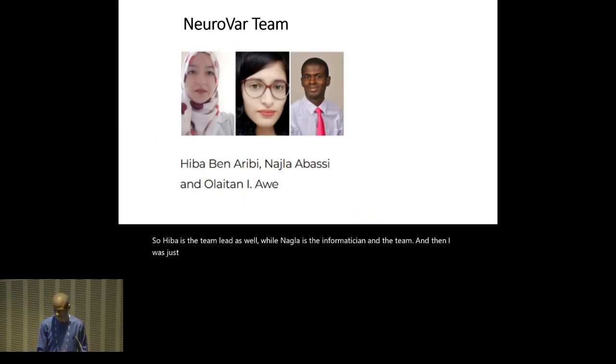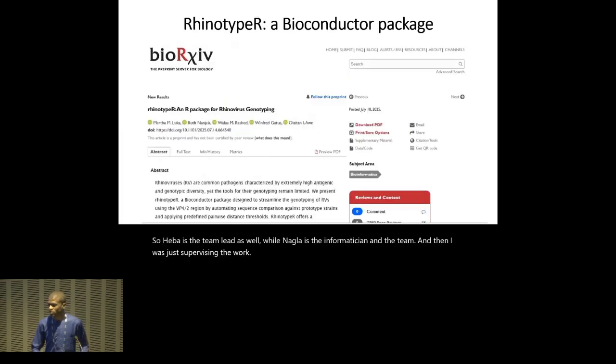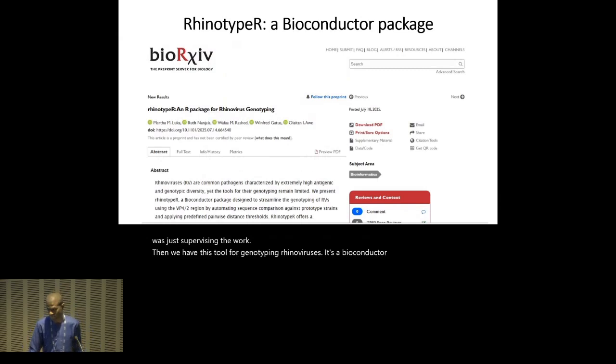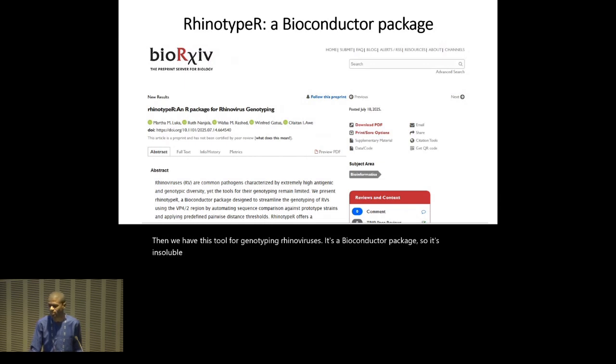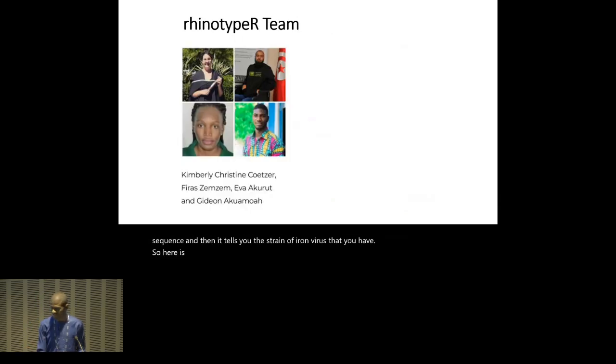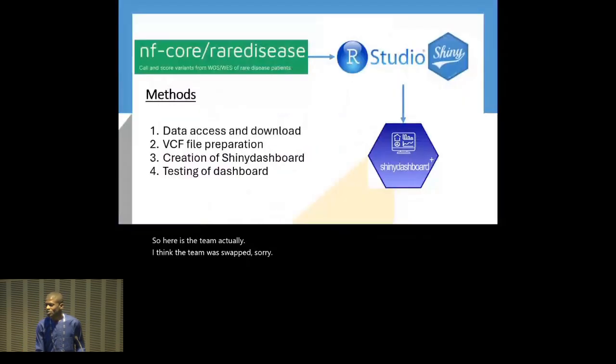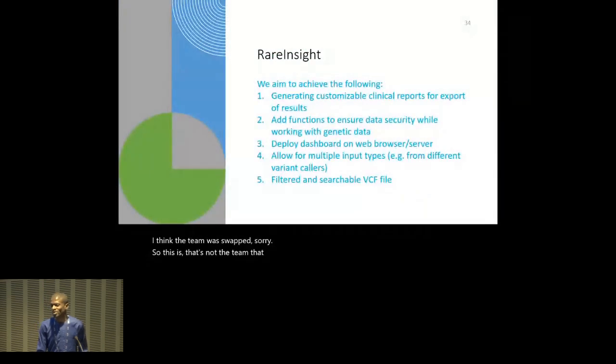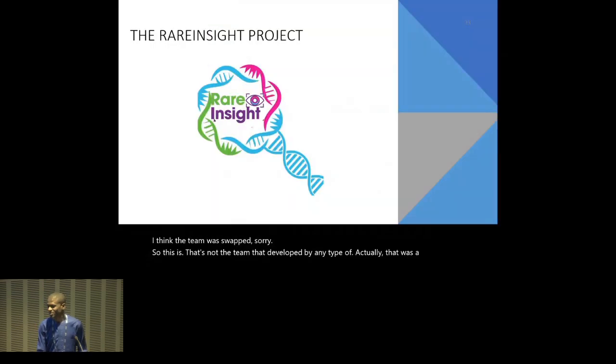Then we have this tool for genotyping rhinoviruses. It's a Bioconductor package, so it's installable using BiocManager. And what it does is the input to the tool is a FASTA sequence, and then it tells you the strain of rhinovirus that you have. So here's the team. Actually, I think the team was swapped. Sorry. Okay. So that's not the team that developed Rhinotyper, actually. That was a mistake there on that slide.